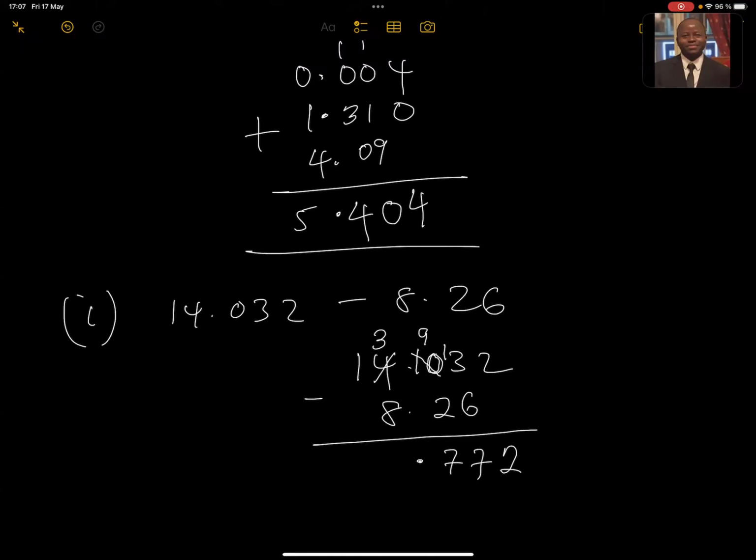So put your point where it belongs, and then you say 3 minus 8. 3 minus 8 is impossible because 8 is a bigger number than 3. So you take 1 from the 1, which will be 0, and just have 13. Then 13 minus 8, you are going to get 5. So the answer to this subtraction problem is 5.772. This is basic arithmetic that we did a long time ago, and now we are bringing it up as a refresher before you go into the main thing. So that is how to do the subtraction.